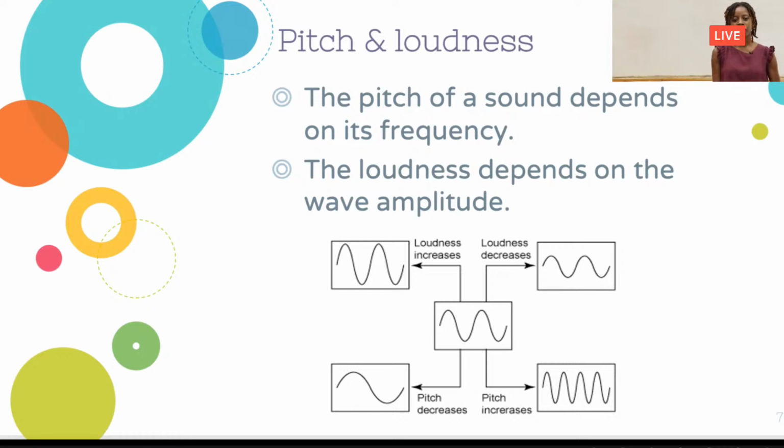Now at the bottom, if you want to lower the pitch, it means you have to reduce the amount of waves being produced in 1 second. So notice at the bottom left-hand side of that diagram, you only have one complete wave cycle. So that pitch would be lower than the middle graph because that middle graph has 2 cycles. So the bottom left graph has a lower pitch than our middle graph.